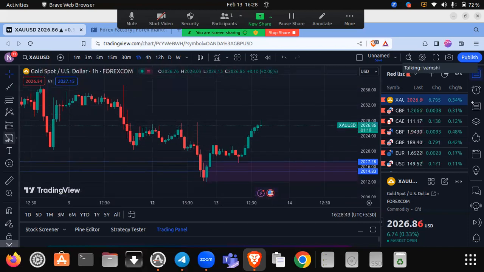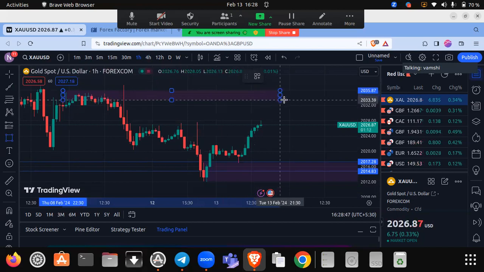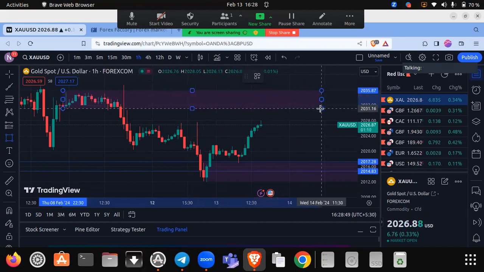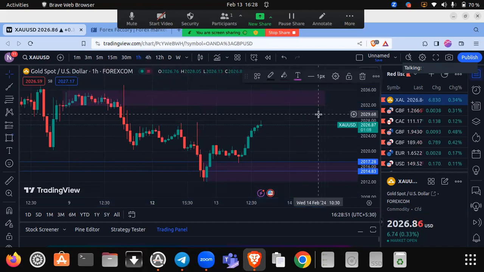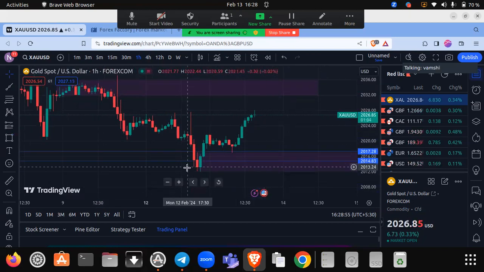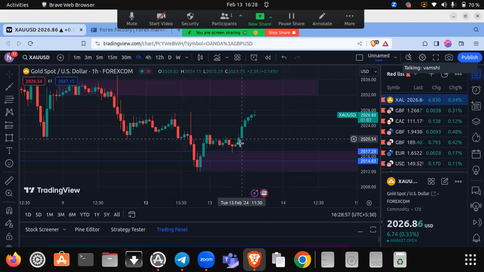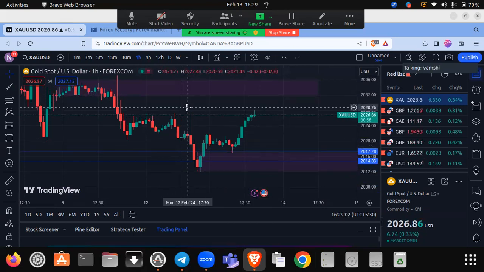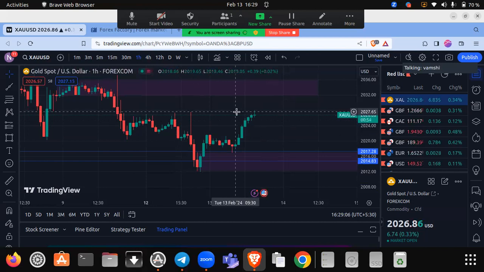Exposed resistance. We have an exposed H1 resistance here. Entry here. SL will be 10 pips below the engulfing buy, and the TP will be the next resistance. As you know, price moves from support to resistance and resistance to support. This is the universal law for trading.